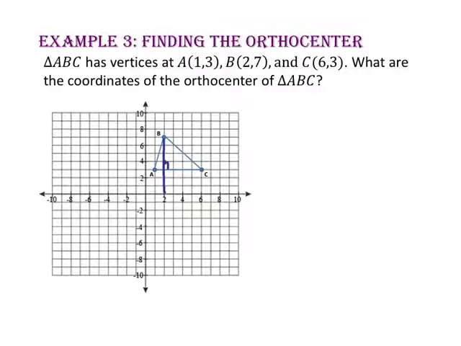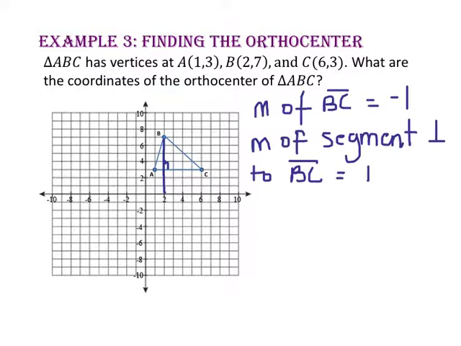Since I can see that the slope of side BC is -1, I go down 1 to the right 1, down 1 to the right 1. I know that I want my slope to be perpendicular, so it would have to be +1. Since we want our altitude to start at vertex A and be perpendicular to side BC, we want our line to contain point A at (1, 3) and have a slope of 1.